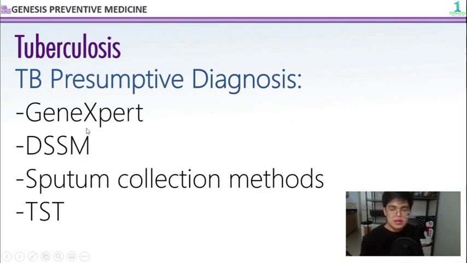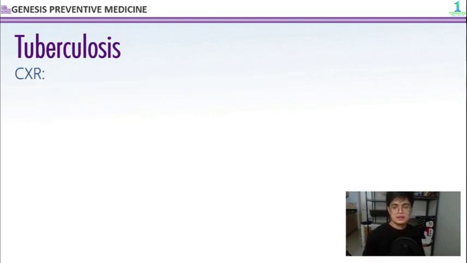And GeneXpert is now the diagnostic test of choice, no longer DSSM or direct sputum smear microscopy. TST, the PPD, is not generally recommended for confirmatory tests. Sputum collection methods are also outlined in the 2020 MOP, how to get them. Now the spot method is accepted. One of two sputum tests positive, at least one hour apart.